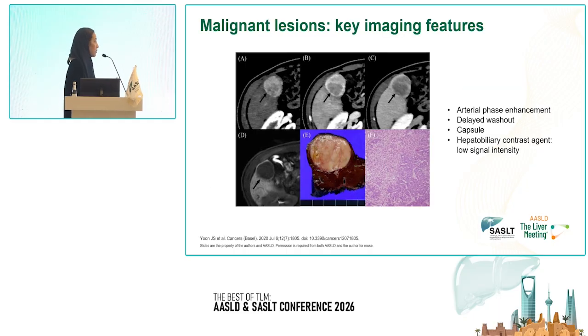When it comes to key imaging features of malignant lesions, we know from our cirrhosis patients, we have arterial phase enhancement, delayed washout, presence of a capsule. On hepatobiliary images, they have low signal intensity. And what you can see here in image D is that the lesion looks dark on imaging. And that indicates that there aren't active hepatocytes. It indicates the presence of malignant lesion. And when they resected the lesion, the patient was diagnosed with a trabecular HCC.